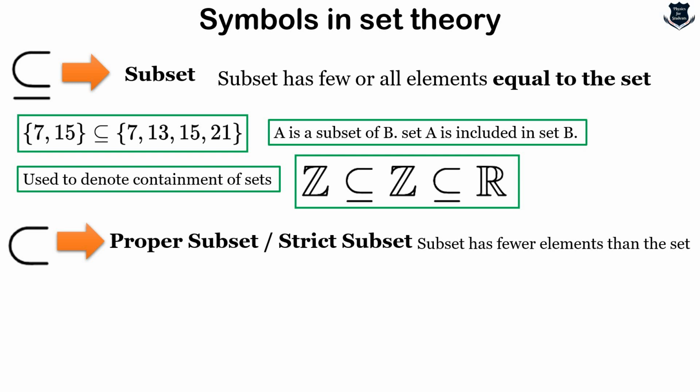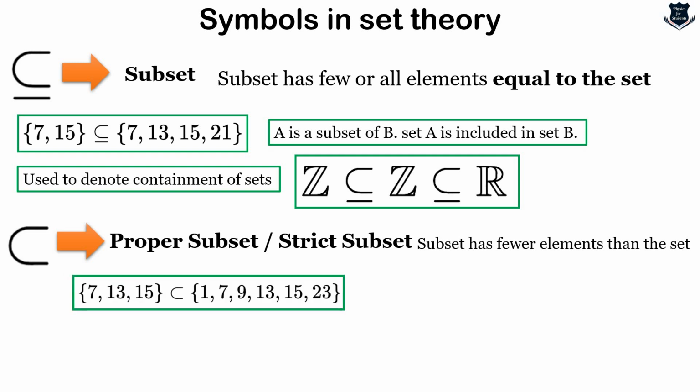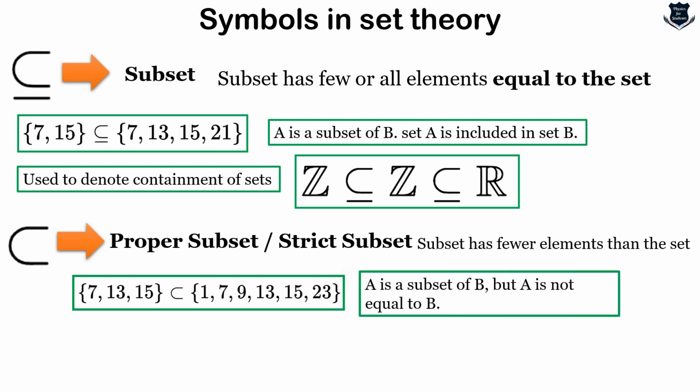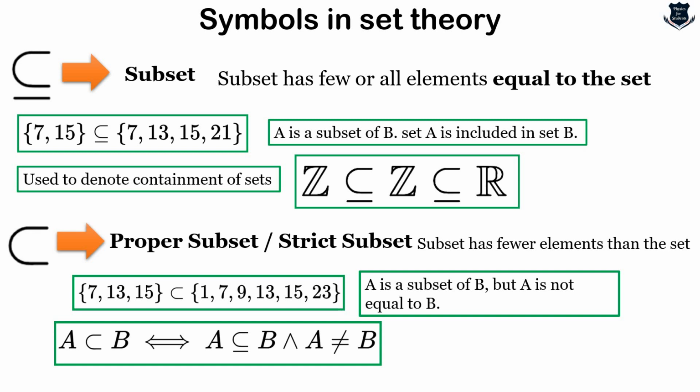Now we use this one to denote a proper subset or a strict subset. A strict subset means obviously a subset which has fewer elements than the set. So you see {7, 13, 15} is a proper subset of this because it has 7, 13 and 15 with some extra elements. Similarly, A is a subset of B, but A is not equal to B. That is why you see the horizontal line is not given. So A is a proper subset of B if and only if A is a subset of B and, most importantly, A is not equal to B.